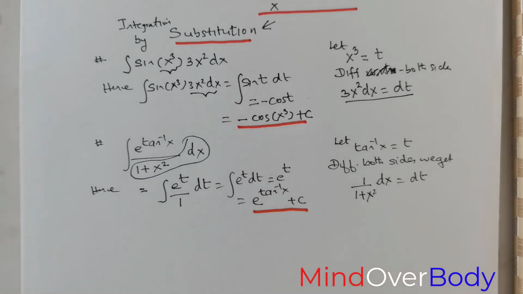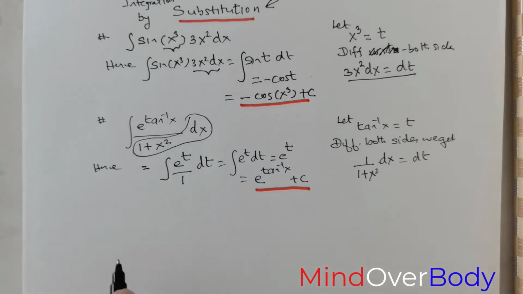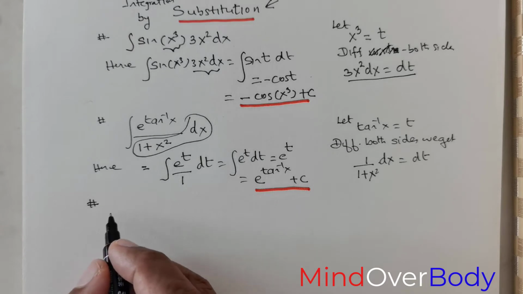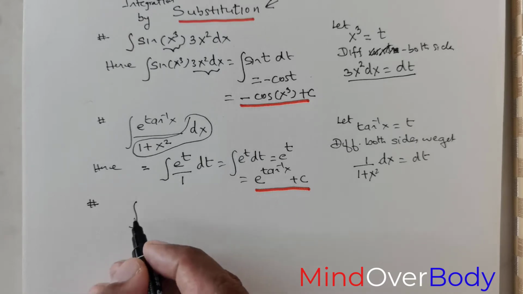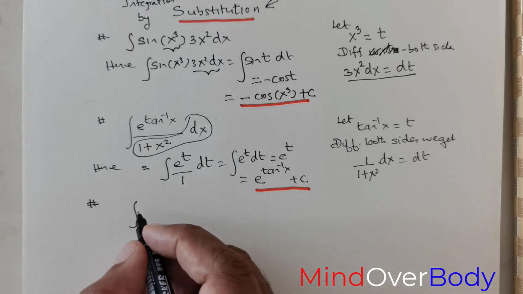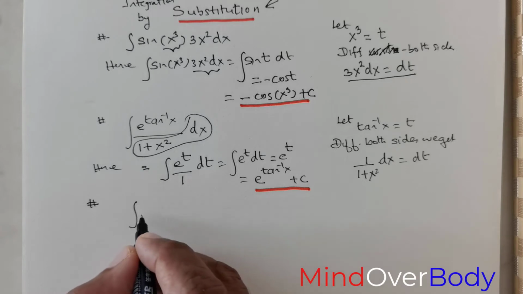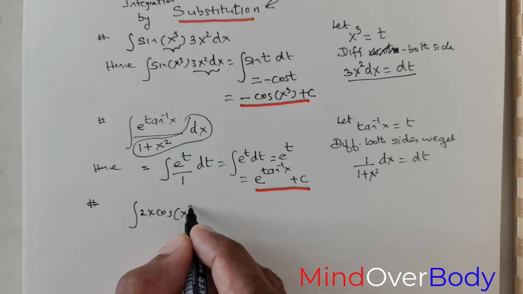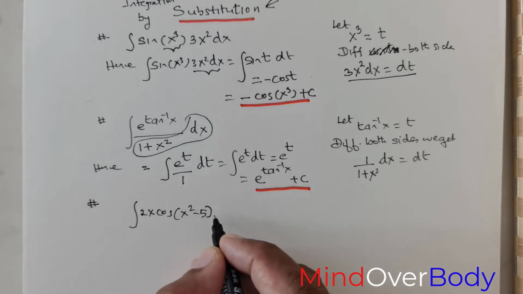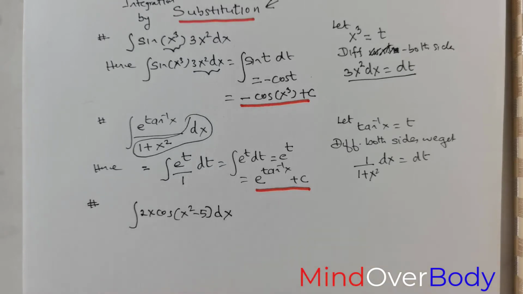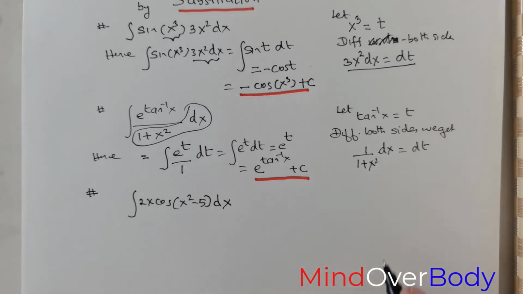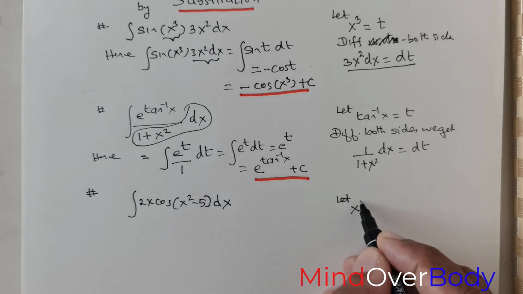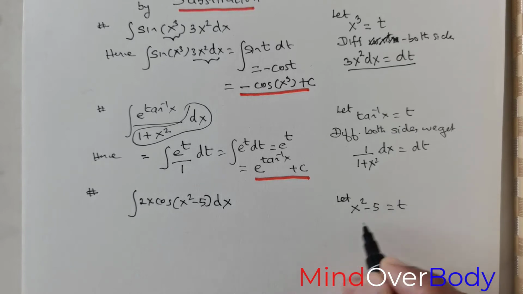Okay, so let's move on. Question 3. So you are given to integrate the integral of 2 times x cos of (x squared minus 5) times dx. So how are we going to integrate this? Foremost, as I mentioned to you, let x squared minus 5 be equal to t.